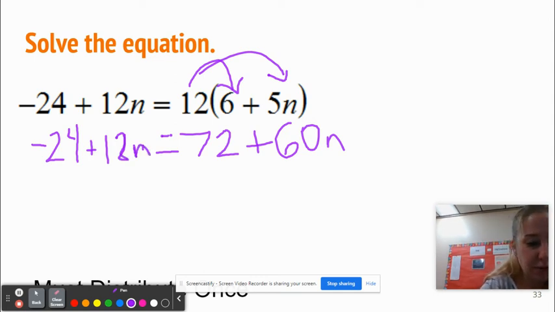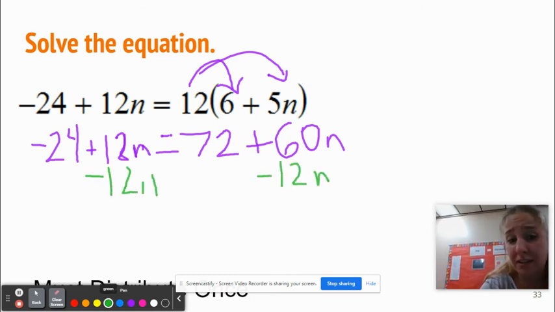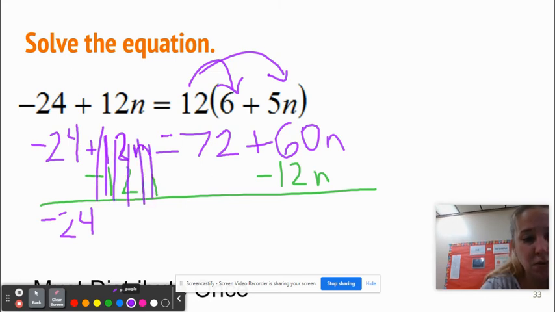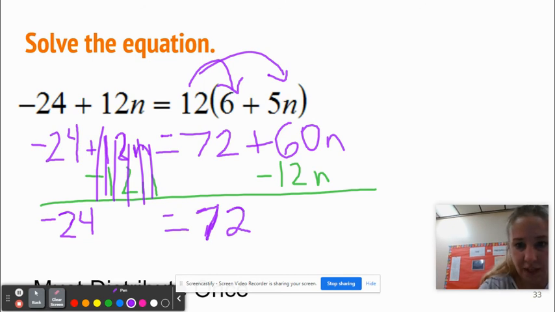Again, I prefer positive coefficients, so I'm going to subtract 12n from both sides. You could have subtracted 60n from both sides. That's fine too. And this negative 24 must come down. These guys must come down. Equals 72. And then here, 60n minus 12n is positive 48n.